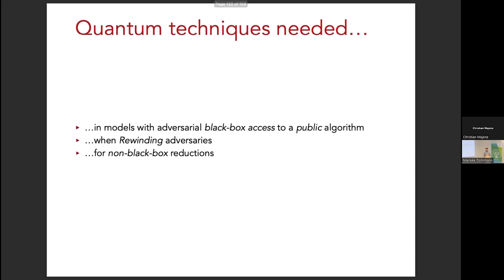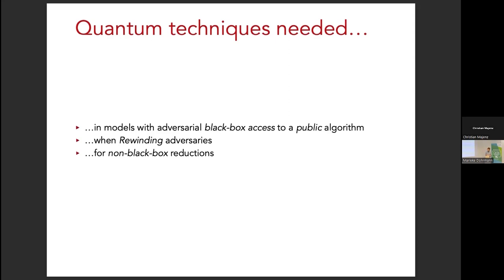A third setting is if we are looking at non-black box reductions. So this is of course a bit more esoteric or maybe not so relevant for basic cryptographic schemes that we want to use in the real world. But if we're looking at more involved constructions, sometimes we need the reduction to look at the code of the adversary and perform operations on it. And in this case, if the adversary is quantum, then this code will be, of course, a quantum circuit.